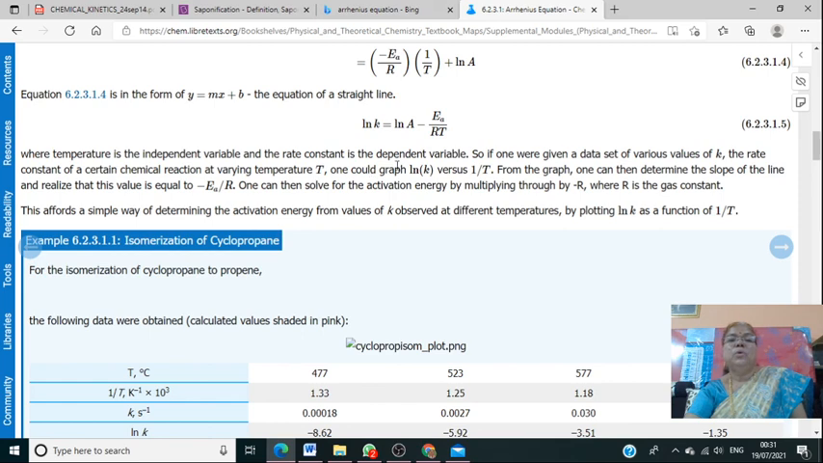Okay, so we will see the reaction rate theory in the next lecture, and that is the last point of this chapter. So prepare the Arrhenius equation well.